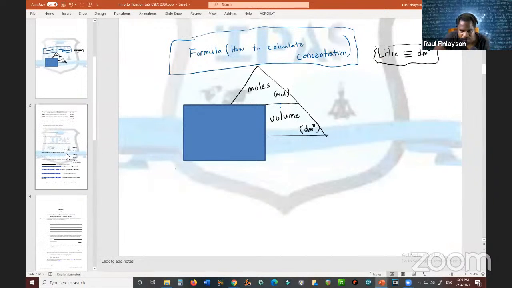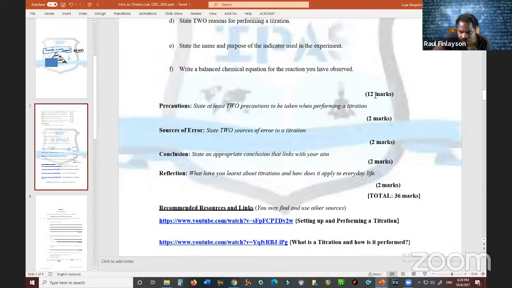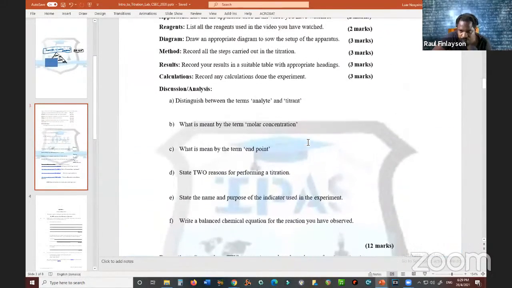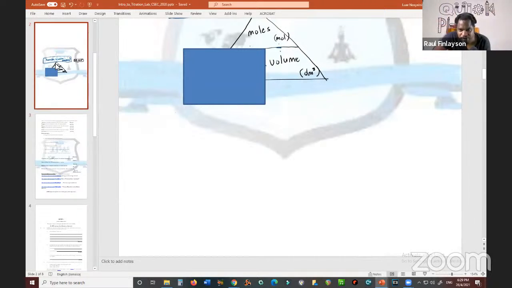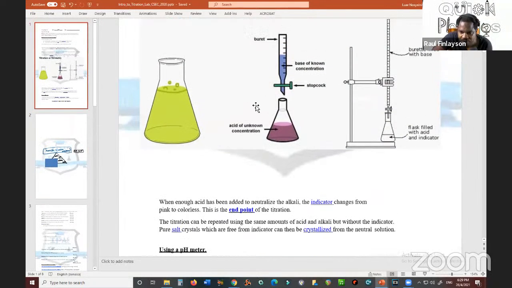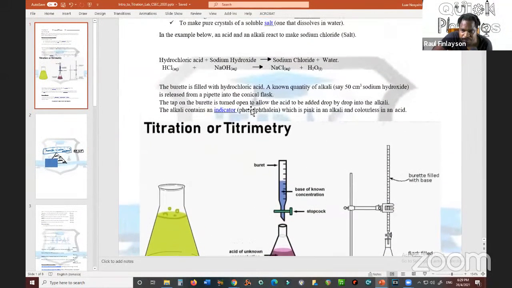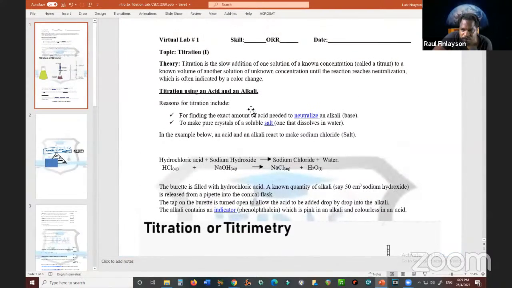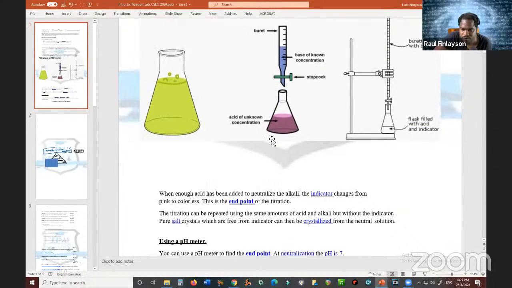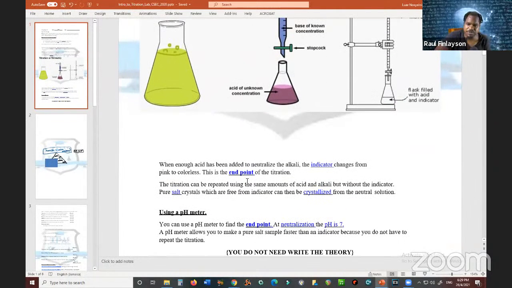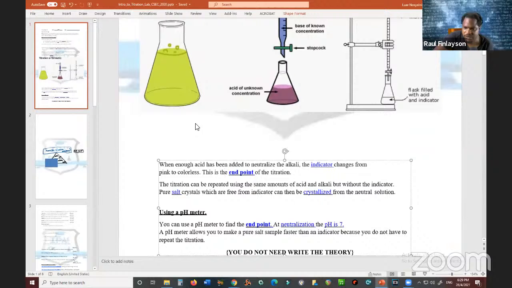In fact, I did say explain what is meant by endpoint and so on in there. I wonder if I gave it to you in the theory as well. All right, no. So I told you what it is here, and so, okay, endpoint is right here. Hopefully you can see this, guys.